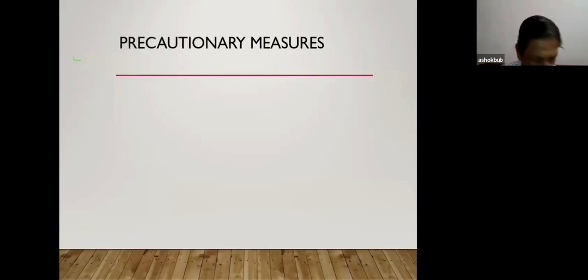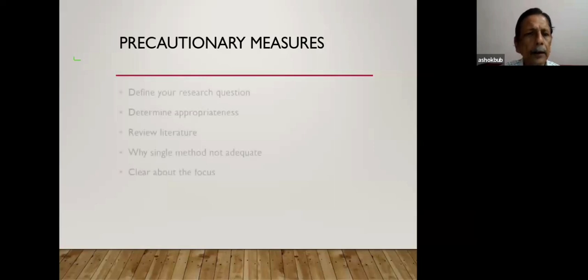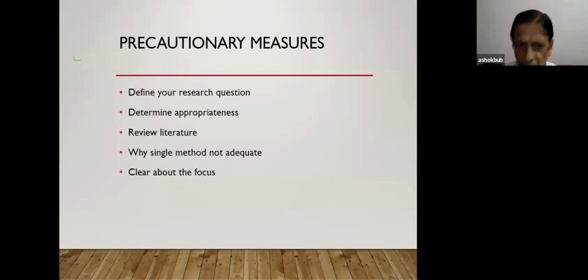Now, some of the precautionary measures that you may have to consider while doing a triangulation. First one, define your research question clearly. Determine appropriateness, whether the method that you make use of is appropriate for this or not. Review your literature. Review of literature will help you. And why a single method is not adequate, you should justify, and be clear about the focus. So if you can concentrate on these 5 points, probably your approach of using multiple methods would be more useful.